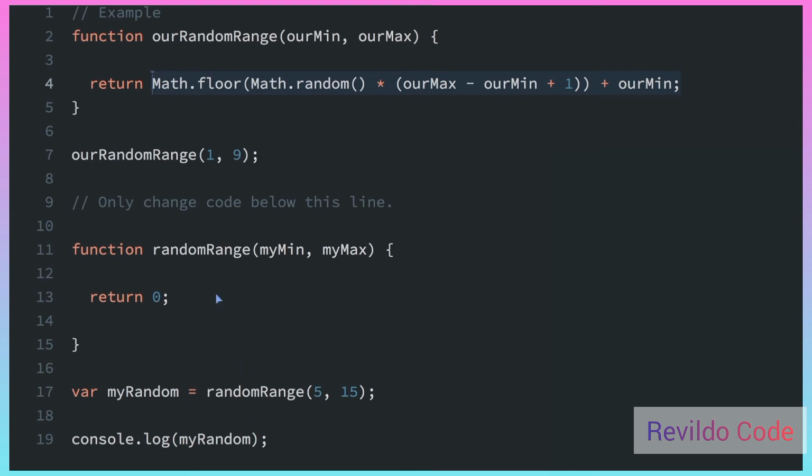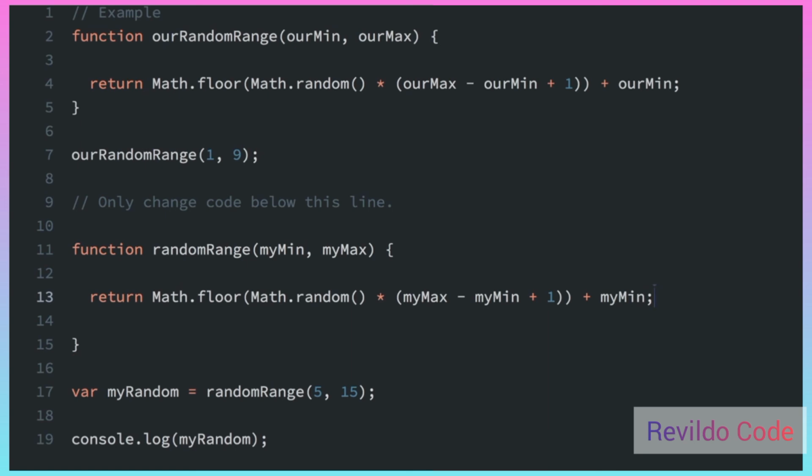So as practice, I'm going to rewrite it down here. So we have the randomRange, and instead of our min and our max, we have myMin and myMax. However, the equation is going to be the same. So we have Math.floor. You can take a chance to actually just look over the equation and see if you can understand how it works. myMax minus myMin, and then we just have to do plus 1, and then this whole thing is going to be plus myMin.